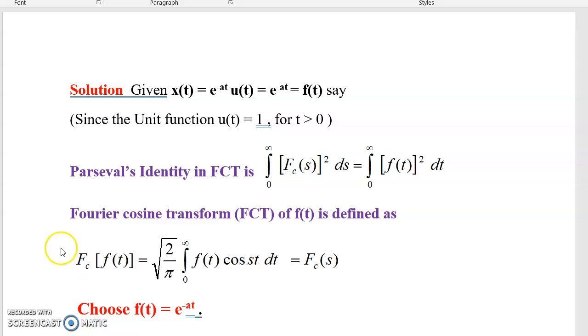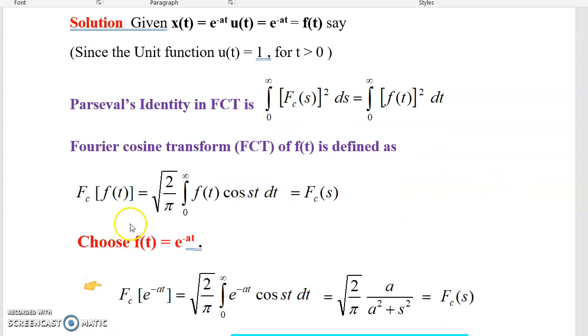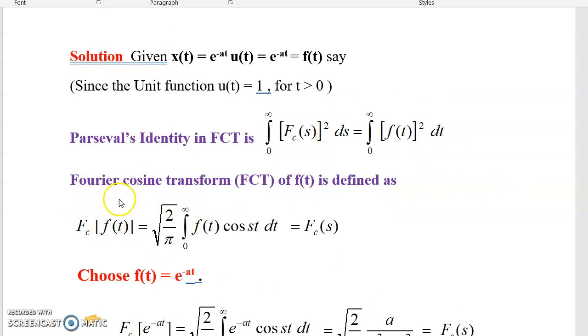So we have here Fc of a function f. Just to maintain the same notation, we are calling this x of t as f of t. This is the Parseval's identity. Okay, now first let us evaluate the Fourier cosine transform for this function f of t. This is the definition of Fourier cosine transform. Fc of a function f of t is root of 2 by pi integral 0 to infinity f of t cos st dt, and of course the final answer is Fc of s.